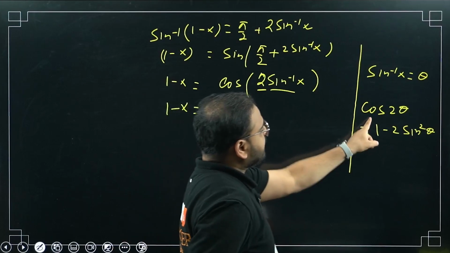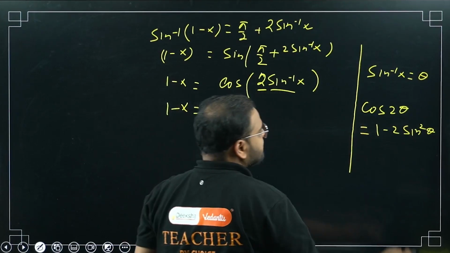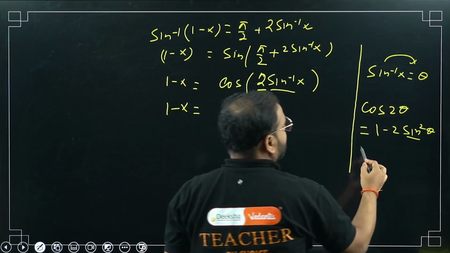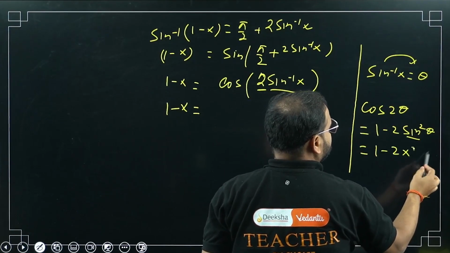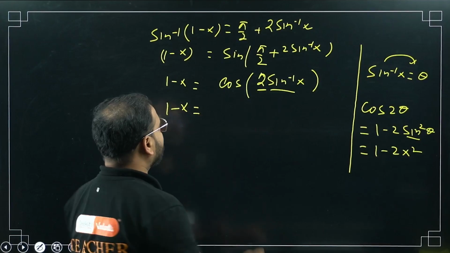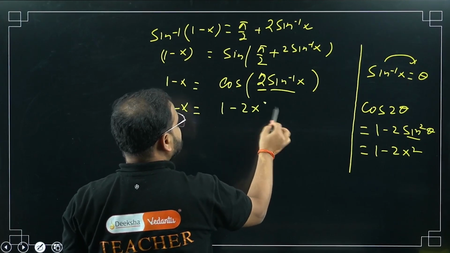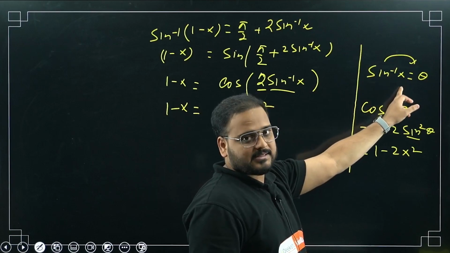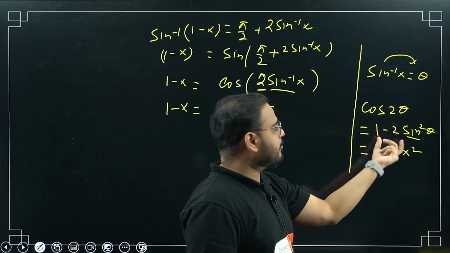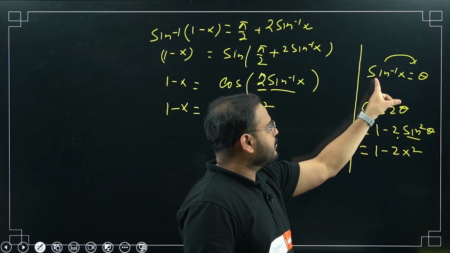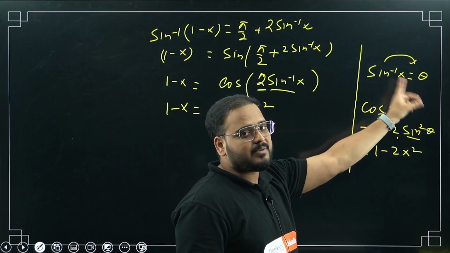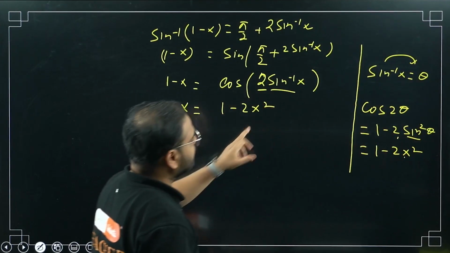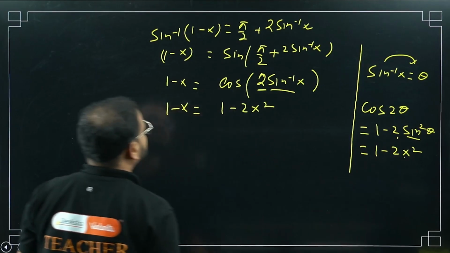Please check. Cos 2 theta is 1 minus 2 sine square theta. What is sine theta here? Sine theta is simply x. So 1 minus 2 x square. I can replace this whole thing by 1 minus 2 x square by taking theta as sine inverse of x. If sine inverse of x is theta, it means sine theta is x.